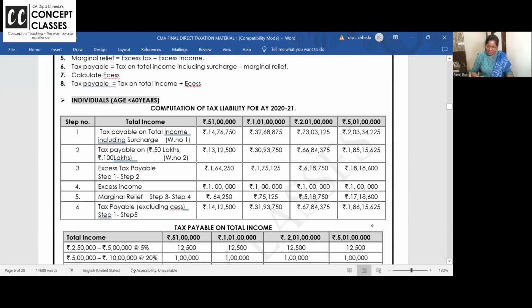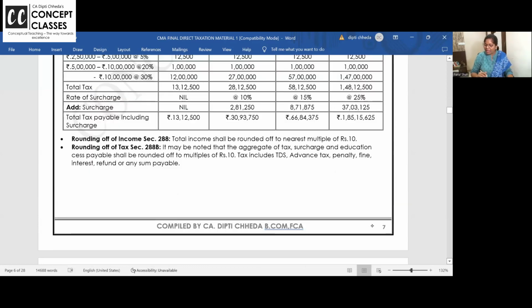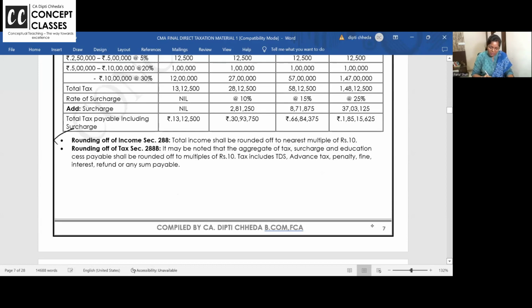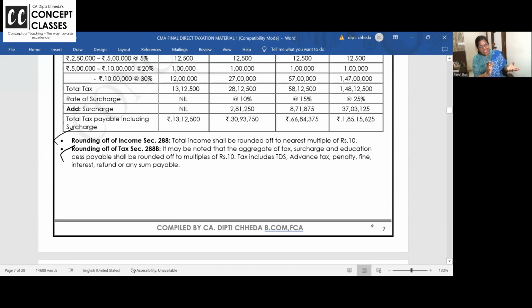Marginal relief I'm explaining, but before that I want you all to note down this. Now this is very silly, but asked in exam. Rounding off of the income. You get income from all the 5 heads and then deductions and then total income. Final income is rounded off to the nearest multiple of 10 rupees. Your tax under section 288B is rounded off. Don't round off every tax and surcharge.